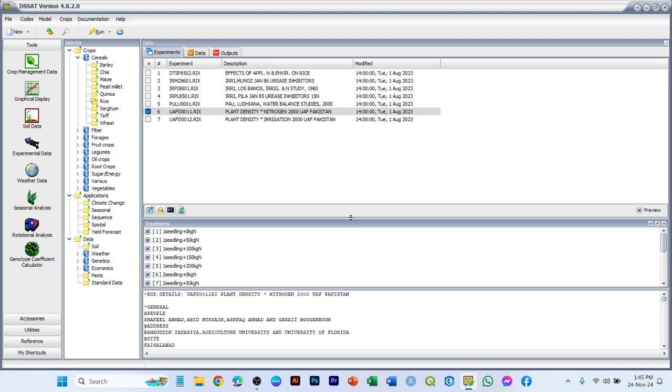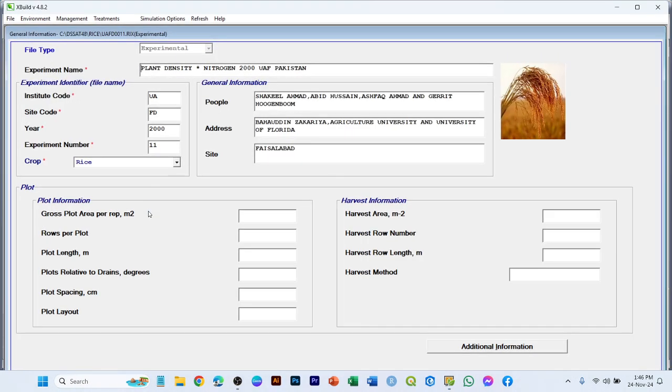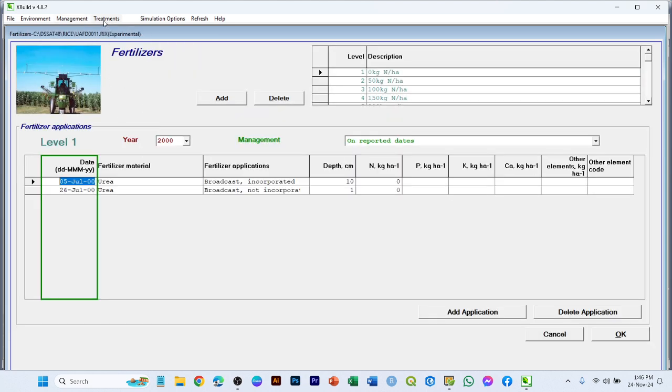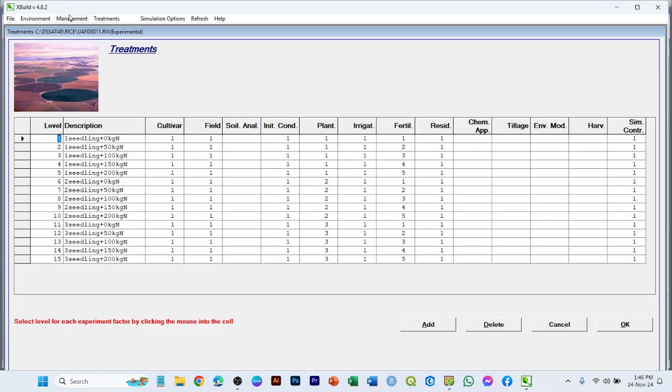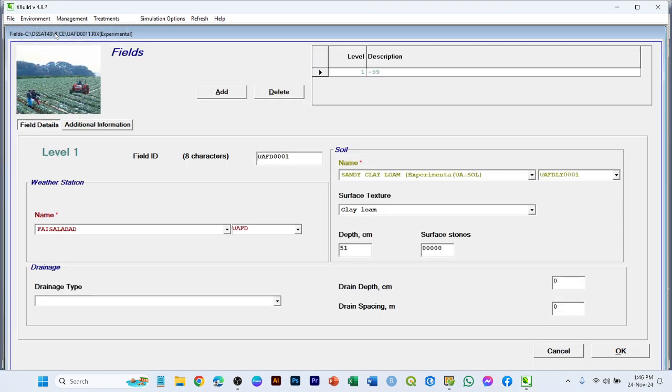This is all about your experiment file. Once again, if you go to management, where we have made changes in fertilizer, 100 kg, if you press yes, then all the changes that we have done will be there. Clear? So this is all about your experiment. This was about the inbuilt file, just for learning purposes.